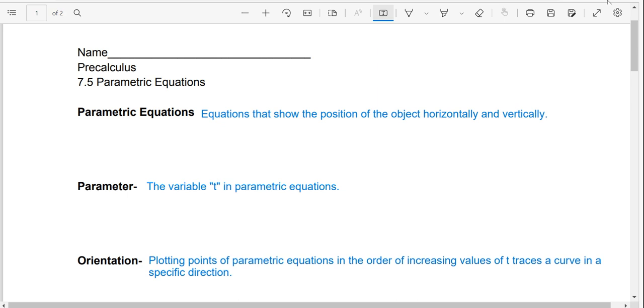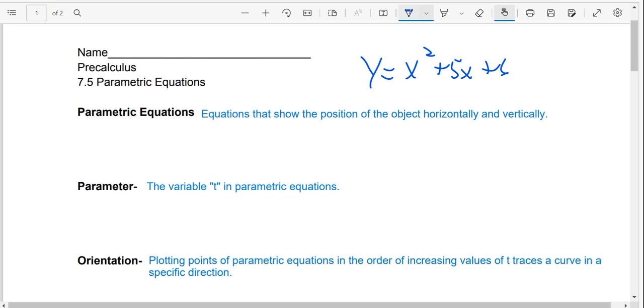So this is something that is going to take a second to adjust to this section, but I think you'll like it. So you might be thinking, what is a parametric equation? Parametric equations are equations that show the position of the object horizontally and vertically. What you have dealt with to this point has been what we would call rectangular equations, meaning like y equals x squared plus 5x plus 6. That would be what's called a rectangular equation. But parametric shows specifically the horizontal and vertical parts of the equation.